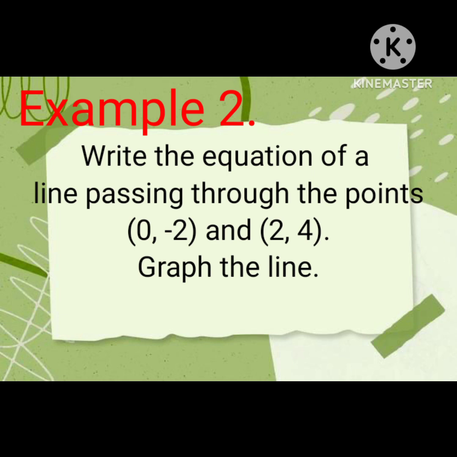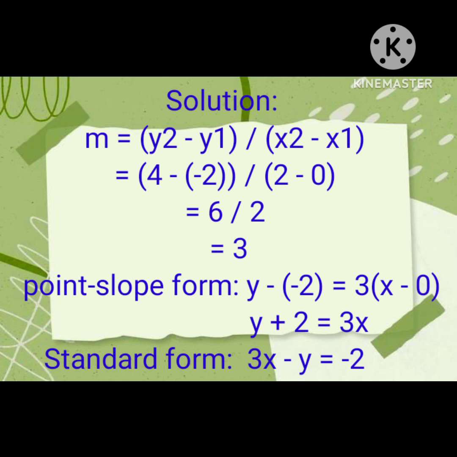Write the equation of the line passing through the points 0, negative 2 and 2, 4, and then graph the line. The solution will be: given the points x sub 1, y sub 1 is equal to 0, negative 2, and x sub 2, y sub 2 is equal to 2, 4. We can calculate the slope m using the formula m is equal to y sub 2 minus y sub 1 all over x sub 2 minus x sub 1. m is equal to 4 minus negative 2 all over 2 minus 0 is equal to 6 over 2. Simplifying, we have our slope is 3.